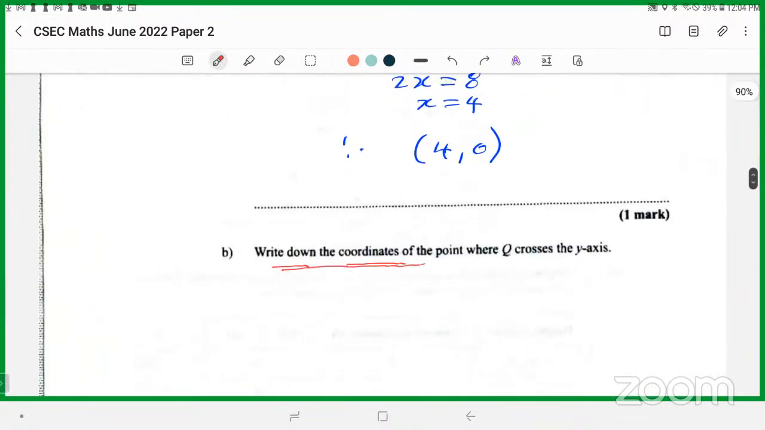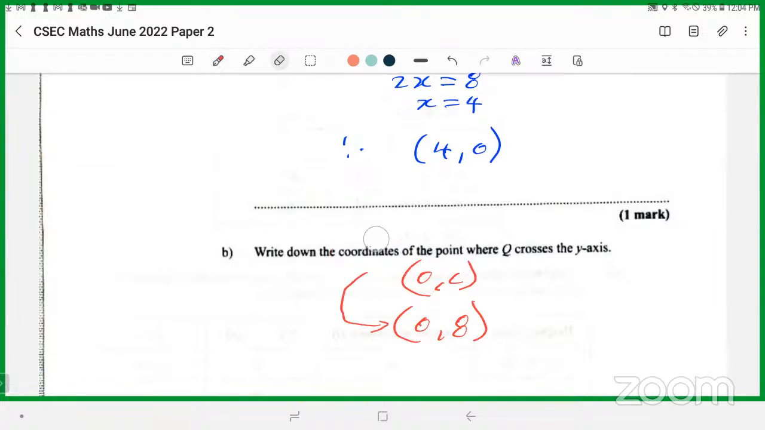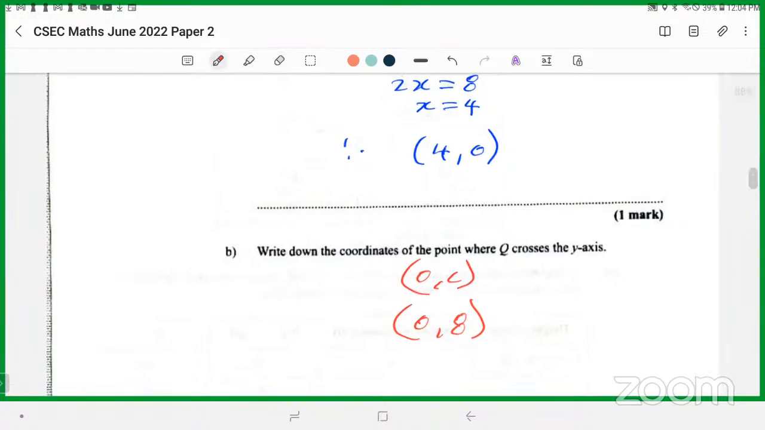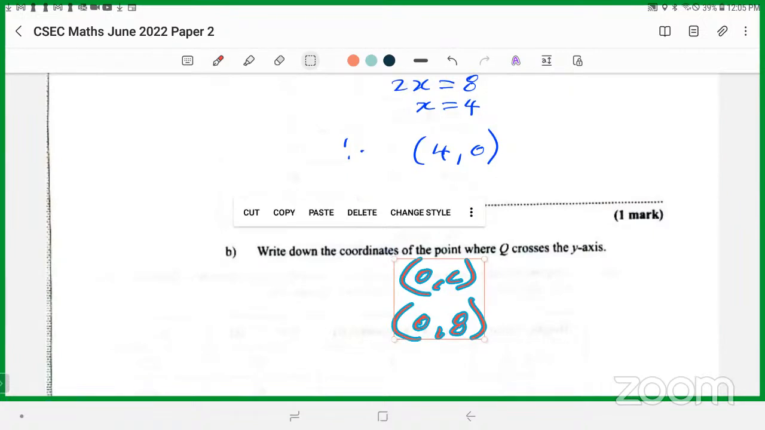Write down the coordinates of the point where the line Q crosses the y-axis. That's the point 0, C. 0 and the C value, which is 0, 8. And it says coordinates. So if you write coordinates like that, with both values, the x and the y value. So that is the answer, 0, 8. All right, let me change this to blue.